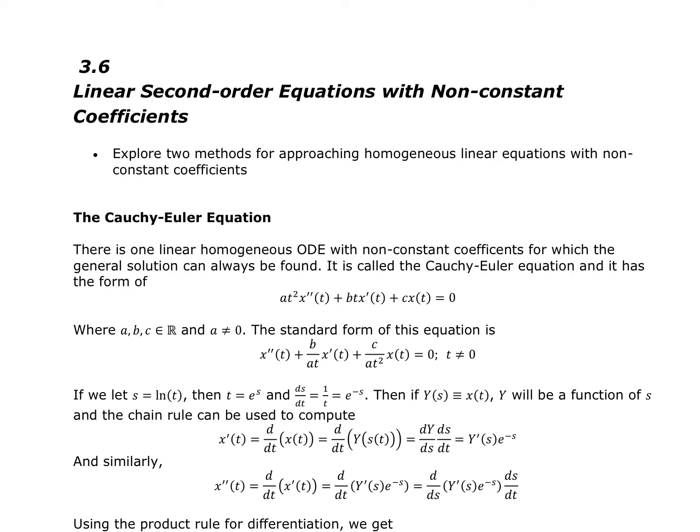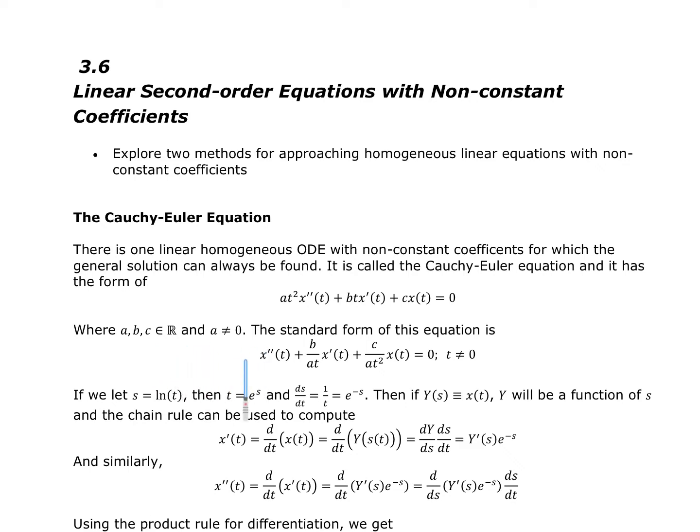This particular type of this form is called Cauchy-Euler, and it looks like this. We have a t squared x double prime of t plus b t x prime of t plus c x of t is equal to 0. A, b, c are real numbers. A does not equal 0.